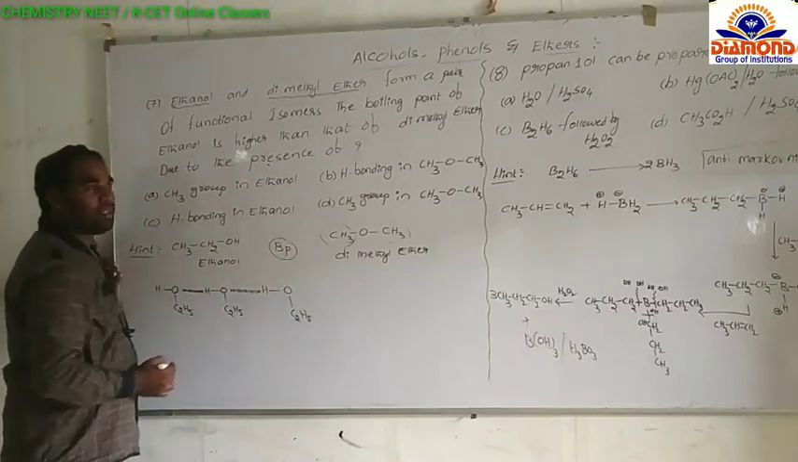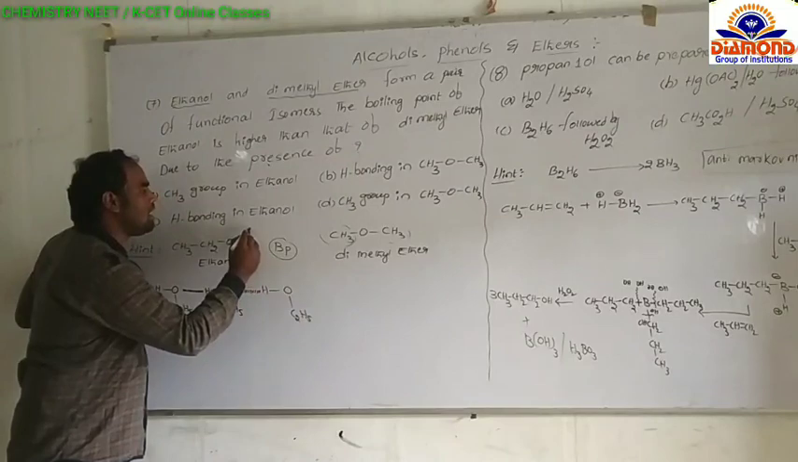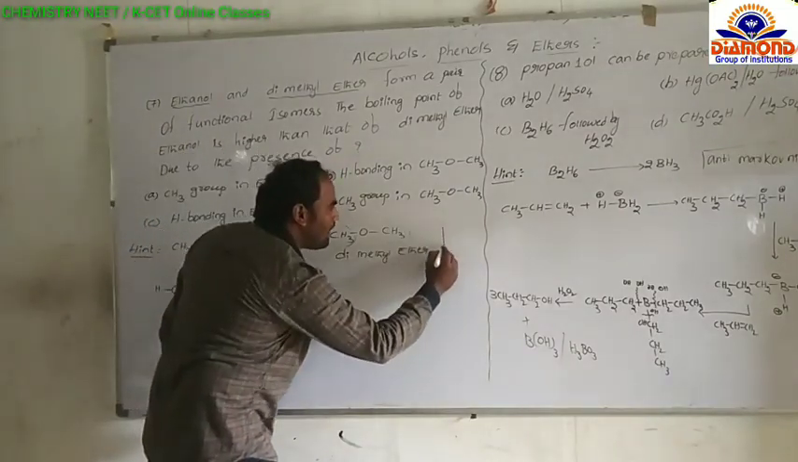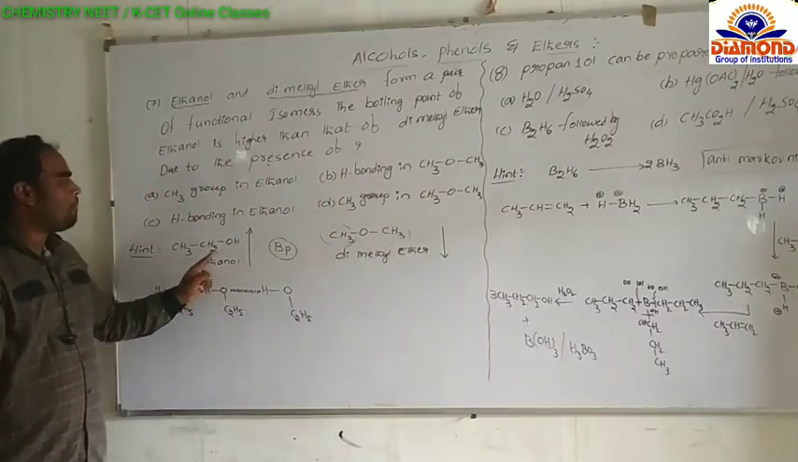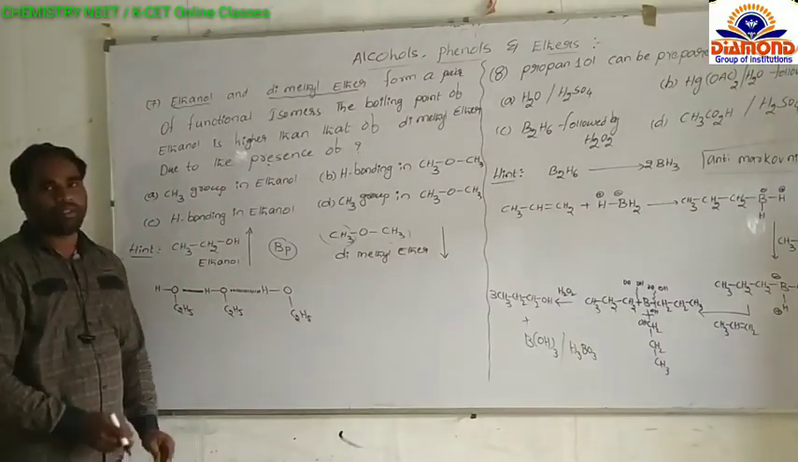So this is the concept. The boiling point of ethanol is higher than that of dimethyl ether. Dimethyl ether boiling point is less, but ethanol boiling point is more. So what is the reason? That is the question.